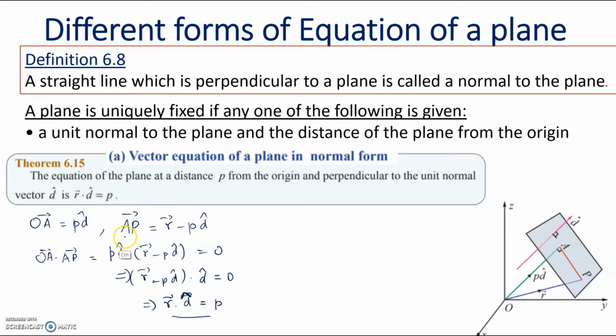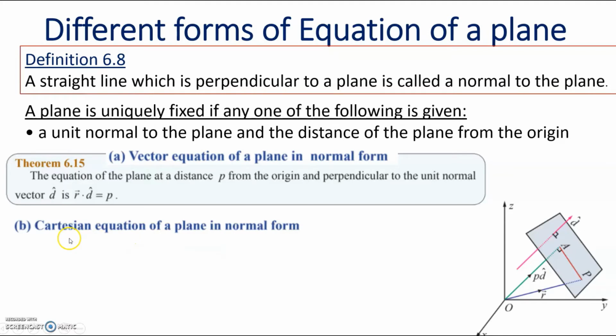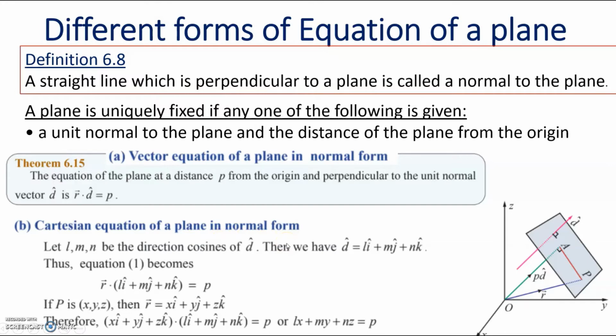Just a short illustration. Next, let's see how to get the Cartesian equation of a plane in normal form. So if l, m, and n are the direction cosines of d cap, then we can define d cap as l i cap plus m j cap plus n k cap. We know that if we use the direction cosines and form the vector, then it is a unit vector.